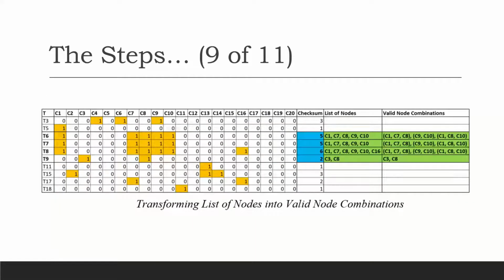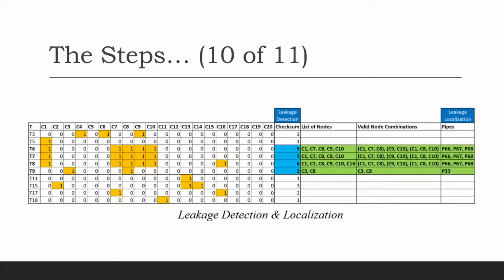And using this master map, we then mapped the link IDs corresponding to these valid sensor ID combinations. So we got the pipe IDs associated with the valid sensor node combinations by cross-referencing with the in-memory master map that we had created in step 2.